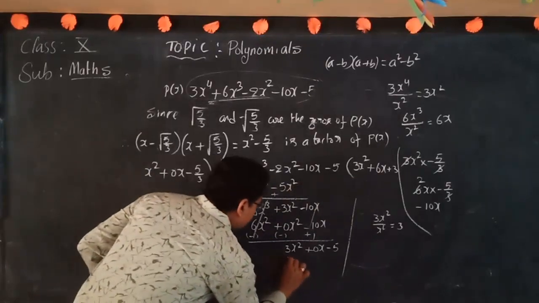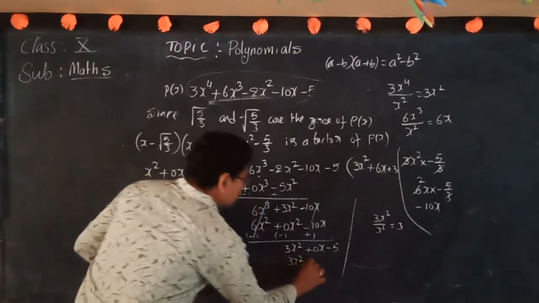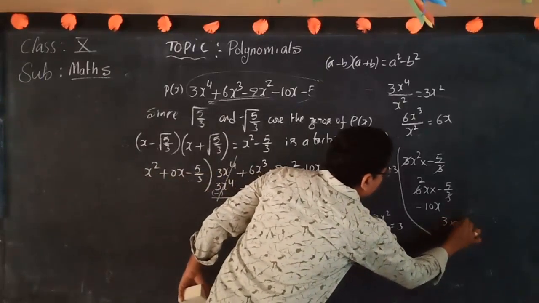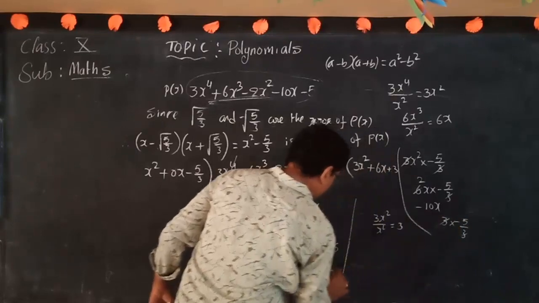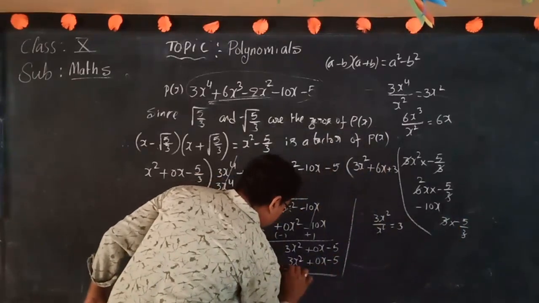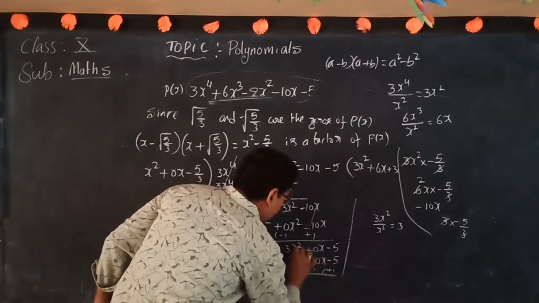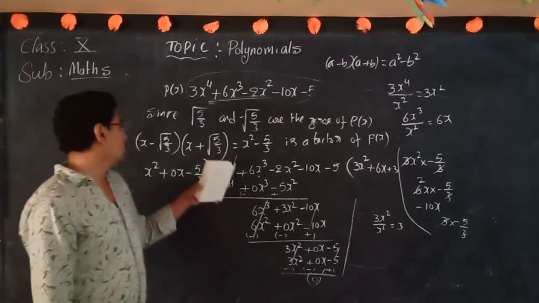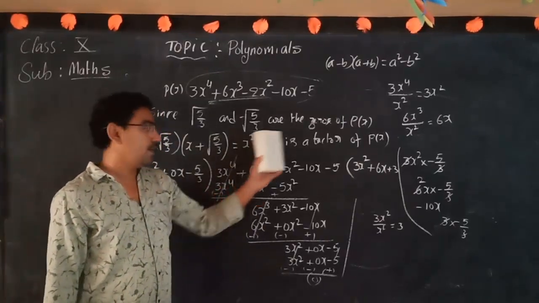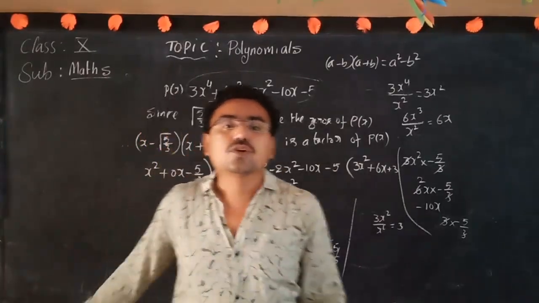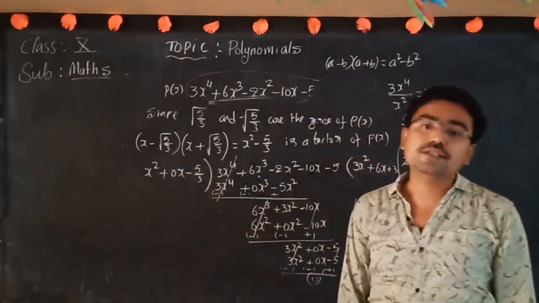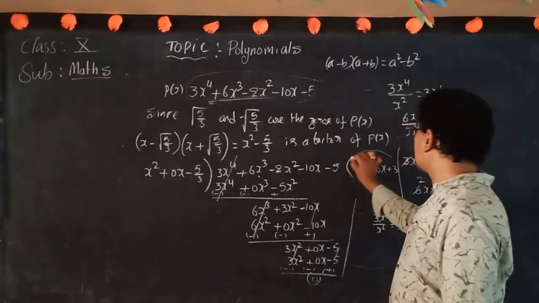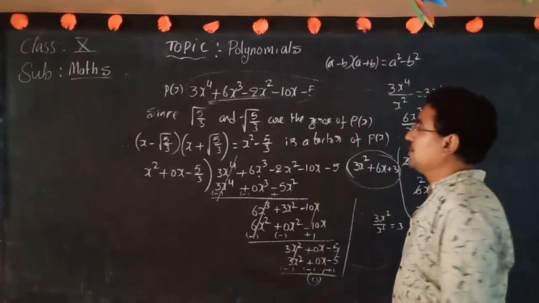3 into x square, 3x square. 3 into 0x, 0x. 3 into minus 5 by 3, the 3 will cancel, minus 5. Here minus plus will come, all cancel, 0 will come. So we got the remainder 0, so this is a factor of this polynomial. After doing the division, if you get remainder 0, the division is correct; otherwise our division is wrong. The quotient is 3x square plus 6x plus 3.